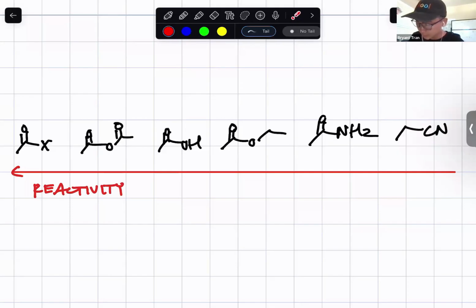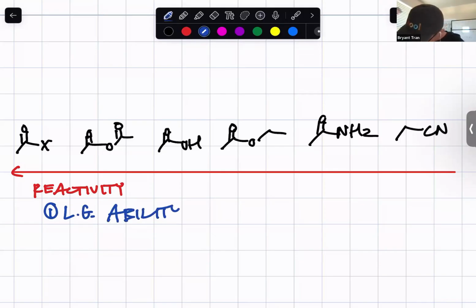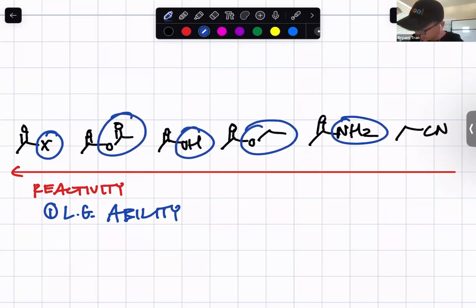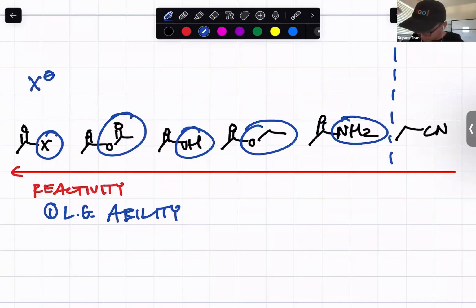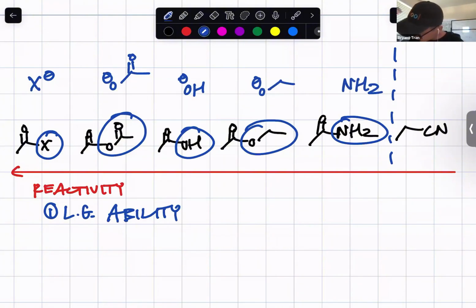Now, there's 2 factors on why this is the case. The first factor is going to be about leaving group ability. So I'm going to circle all the leaving groups of these carboxylic acid derivatives like that. Right, and I'm going to make a dashed line here to show that this is the carboxylic acid, because there's no carbonyl there. And then I'm going to draw out the leaving group, leaving with a negative charge. So when X leaves with that negative charge. When this carboxylate leaves, the negative charge is on the oxygen, negative charge on this oxygen, negative charge on this oxygen, and negative charge on this oxygen right there.